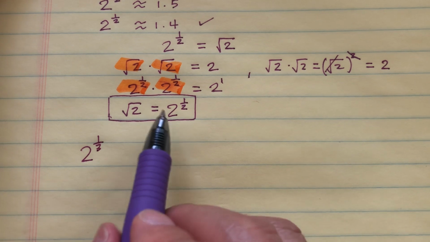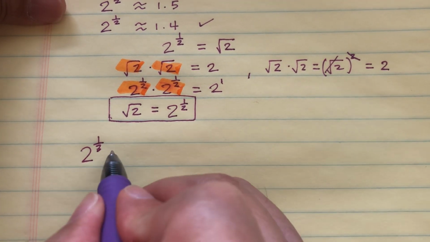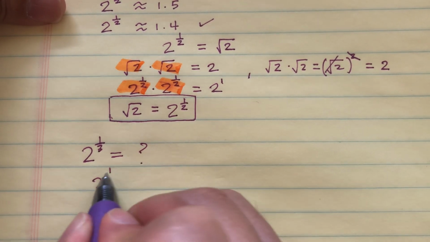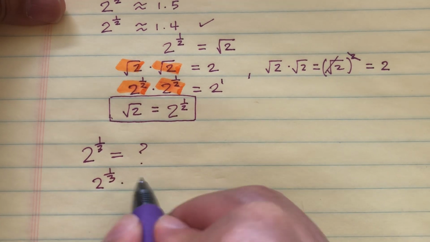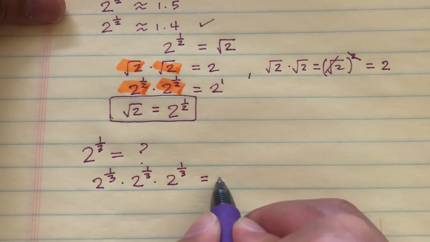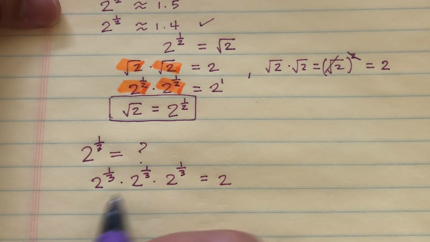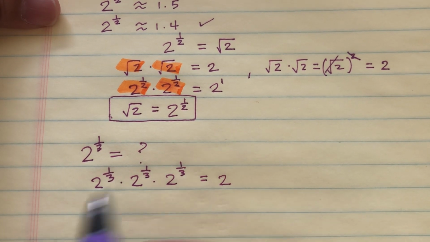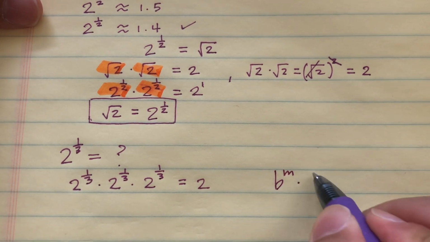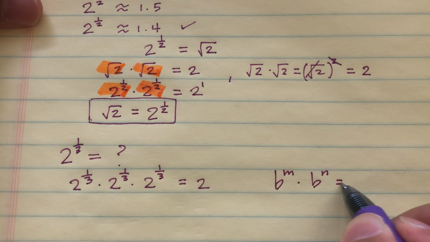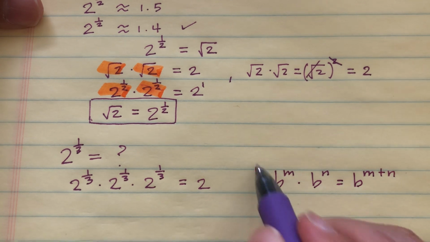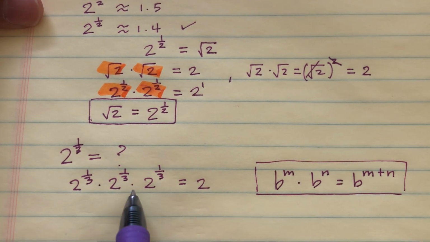Using the same reasoning and strategy, what is this? Let's try this: 2 to the 1/3 times 2 to the 1/3 times 2 to the 1/3 should be equal to 2. How do you know this? Since the base is all the same, we can just add the exponents. Remember that rule: b to the mth power times b to the nth power is equal to b to the m plus n, the same base, and you just add the exponents. So using that rule, we can come back here.